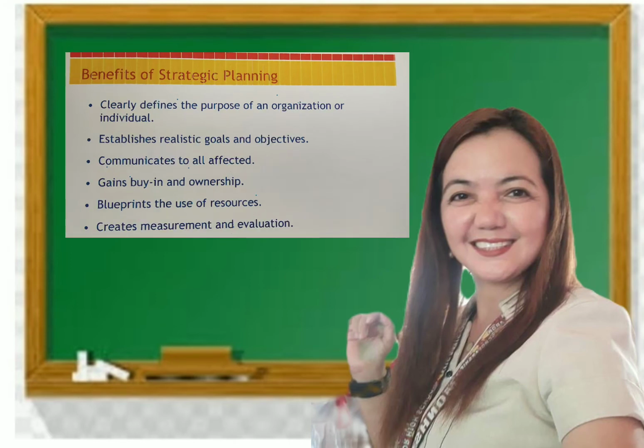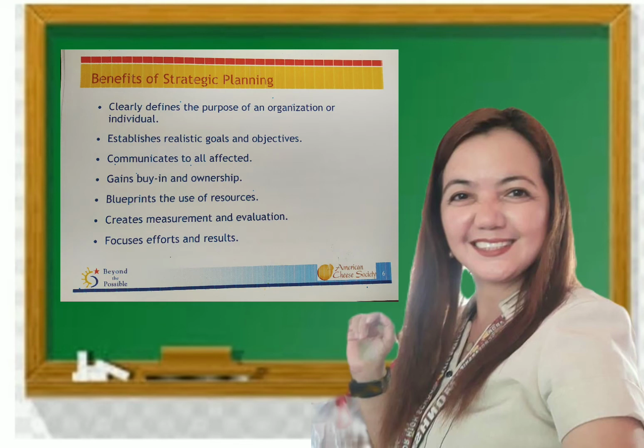The sixth one is create measurement and evaluation. So through strategic planning, that is a test process or techniques or the measurement necessary for evaluation in the process of your business. The seventh or the last benefit of strategic planning is we have the focuses, efforts, and results. So through your strategic plan, it is about aligning the key skills and setting plans for the delivery of certain results. So achieve those results in order to be successful in your business.